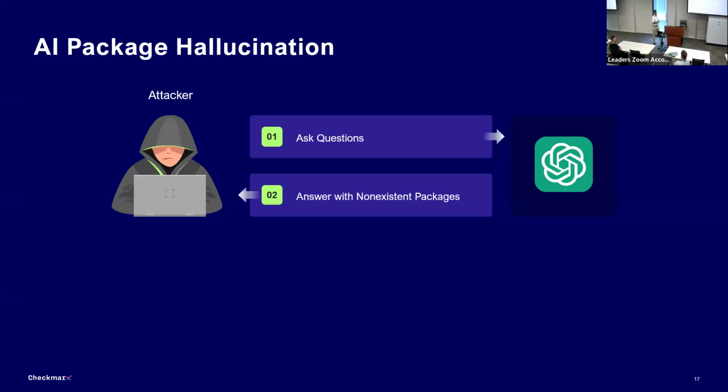All right, back to AI package hallucinations. So in this approach, an attacker asks ChatGPT, in this case, for some capability where an open source package exists that they would like to use.